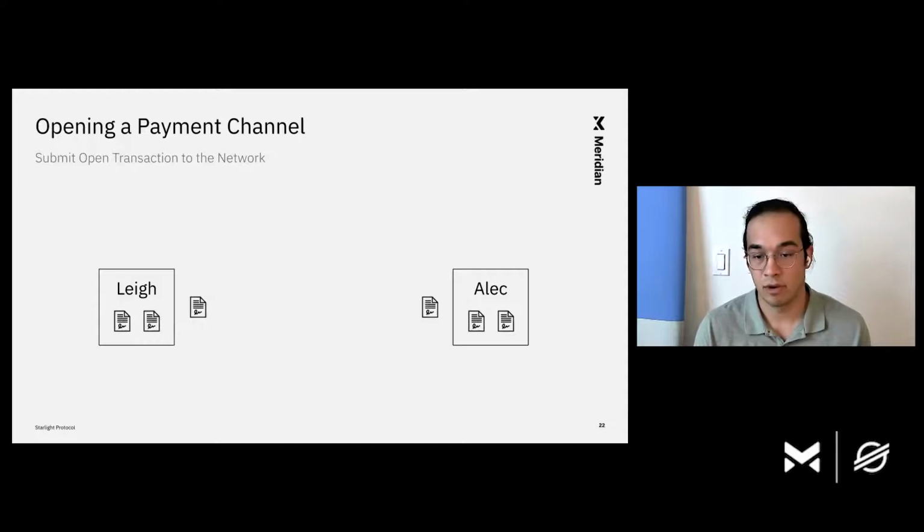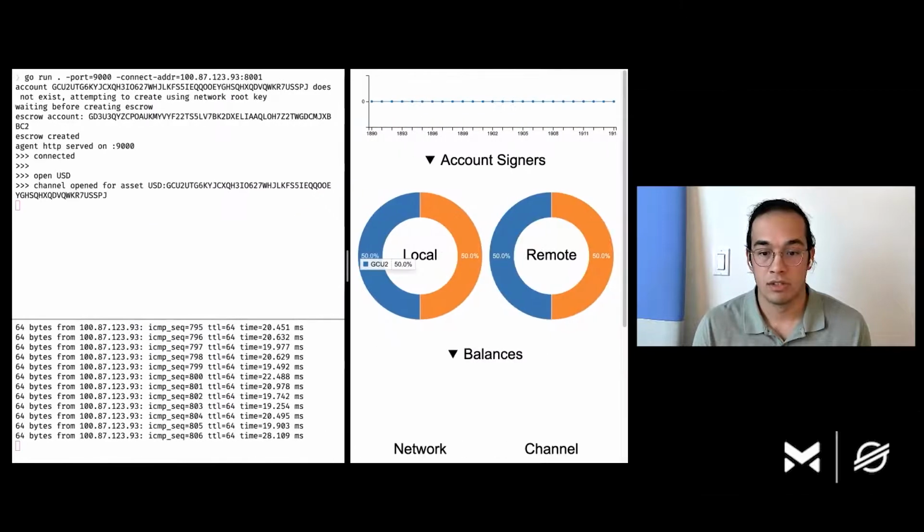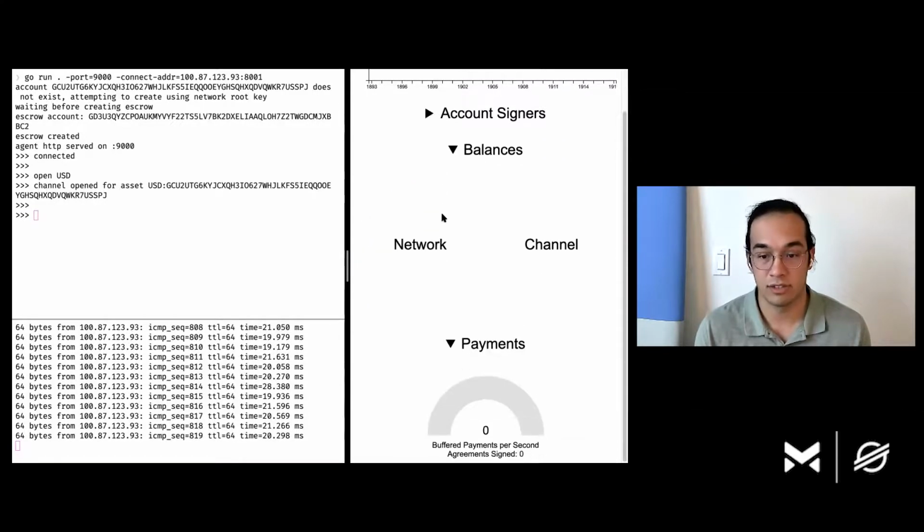The last step in the open process is submitting that open transaction to the network, which is what Leigh did in the demo. By submitting that open transaction to the network, Leigh effectively opened the channel. So that's how the open works. But looking back at the dashboard, we can see that neither account has a balance once we look at the balances charts. So Leigh will be depositing $10,000 of a US dollar asset into the accounts on this private network.